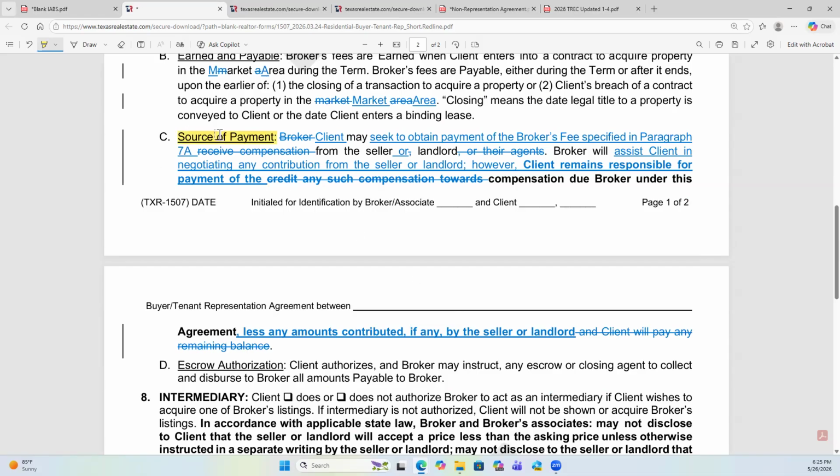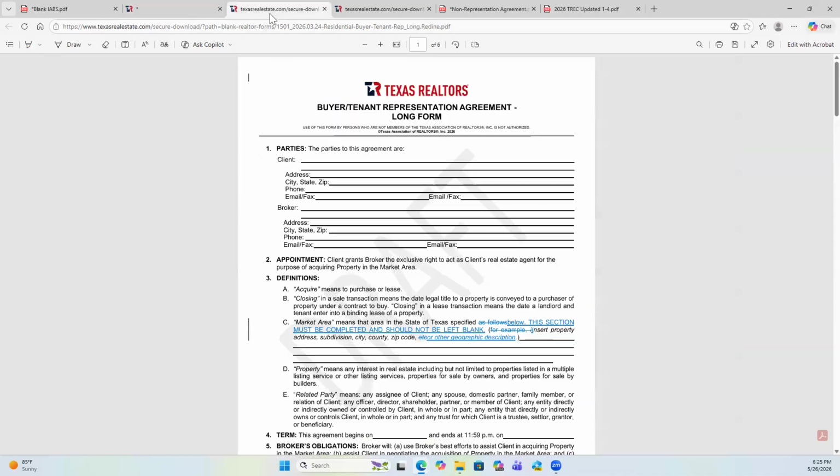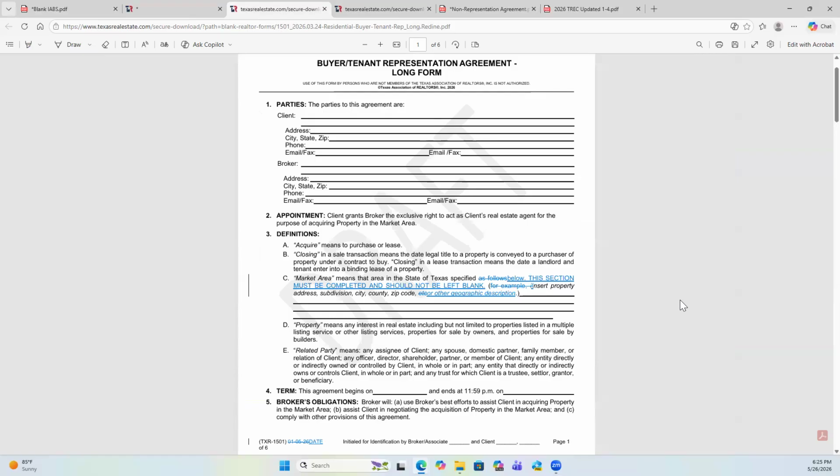So what this is saying now. You see how it marked out broker? The client may seek to obtain payment of the broker's fees specified in paragraph 7A from the seller or landlord. Do you see how their agents is marked out? The broker will assist the client in negotiating any contribution from that seller or landlord. However, the client remains responsible for the payment of the compensation due to the broker under this agreement, less any amounts contributed.